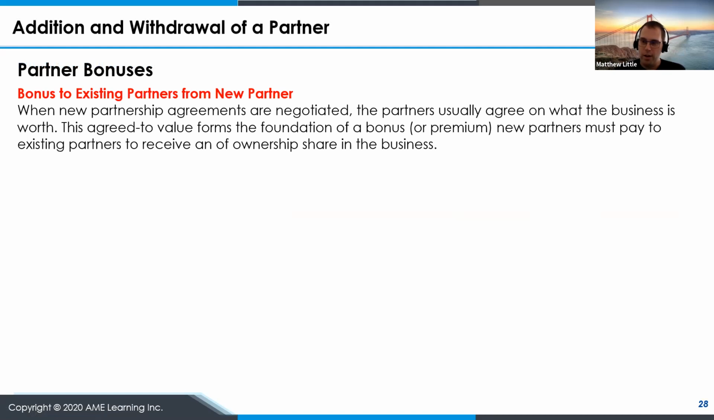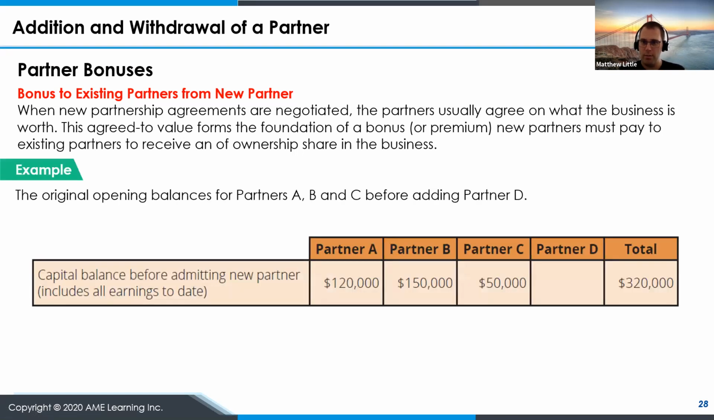All right, now, sometimes it happens that there might be bonuses to existing partners from a new partner, okay? So sometimes a new partner comes in and they agree to pay a premium in order to come into the business, and that's not uncommon. So let's look at an example here where we have the capital balance before any new partner for A, B, and C, and D is coming on board. It's 120, 150, and $50,000.